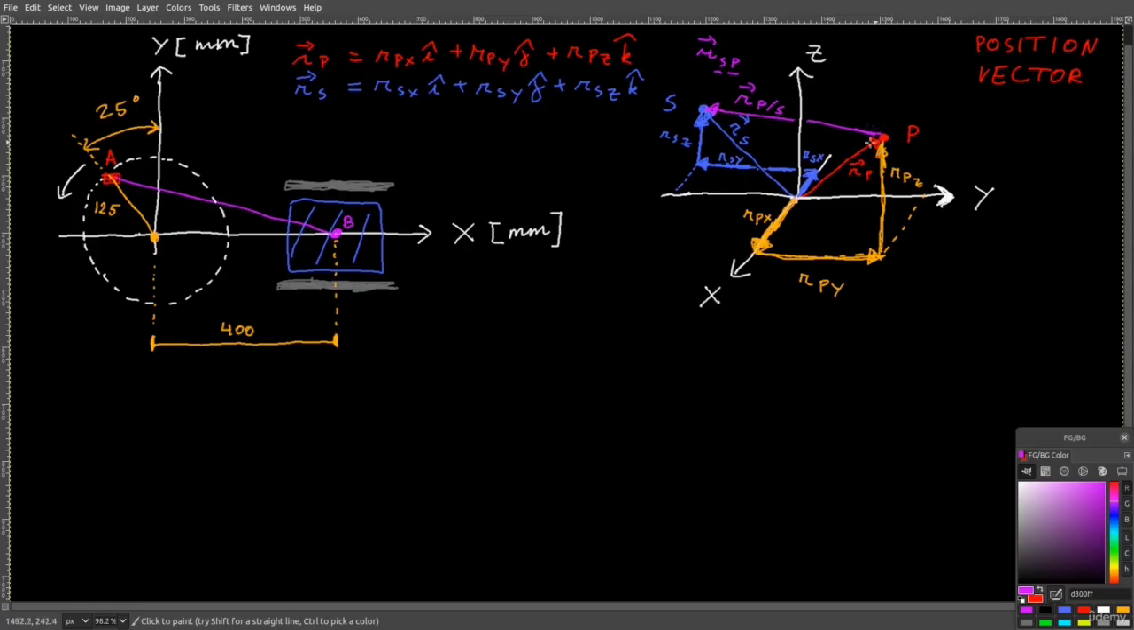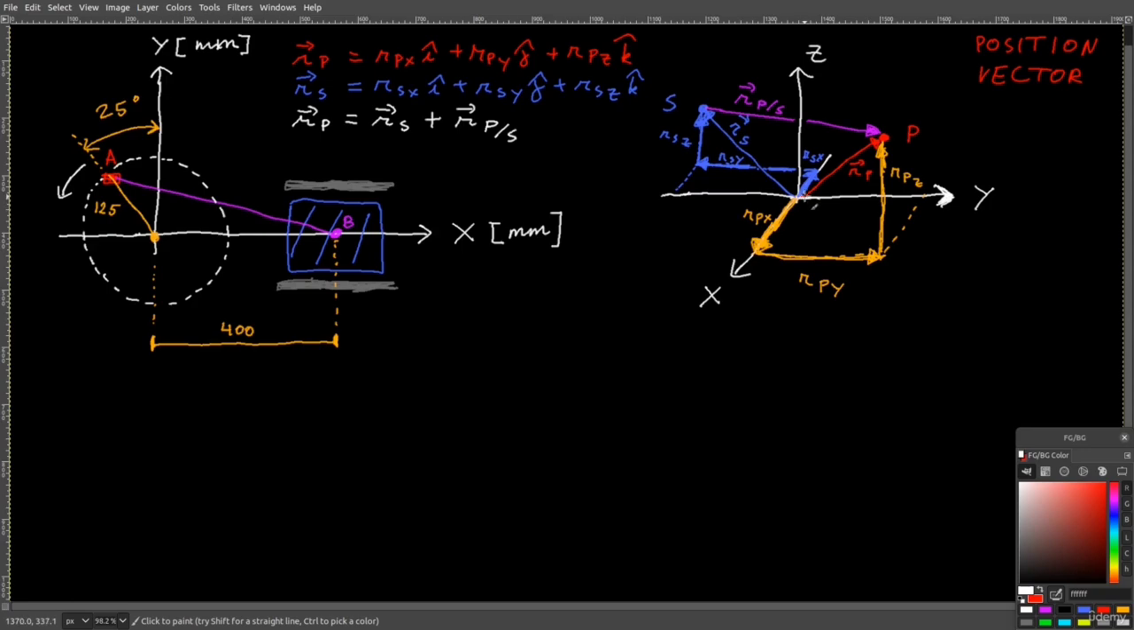If instead of going from S to P, I would go from P to S, so now the origin is P and now the vector is headed towards S, then instead of this notation, I would write R S slash P, so S with respect to P, or alternatively, I would write R P S, so from P to S. However, in our case, we go from S to P. And now you can also say that RP vector equals RS vector plus RP slash S vector.